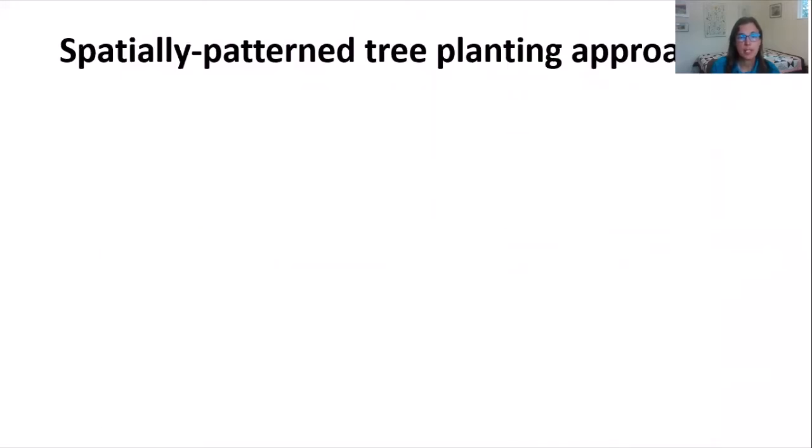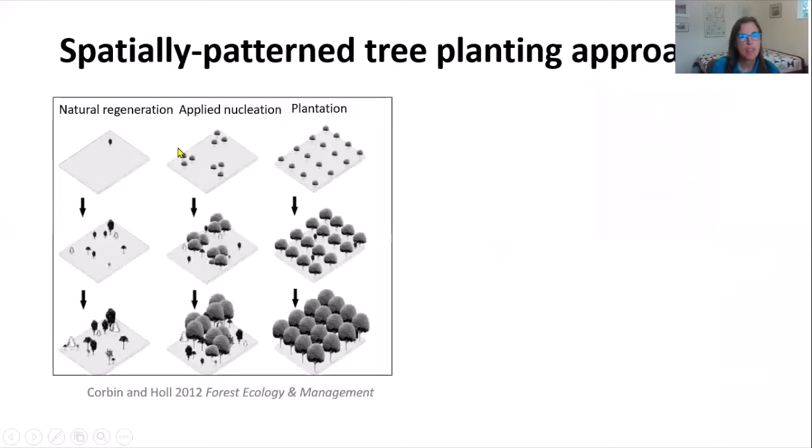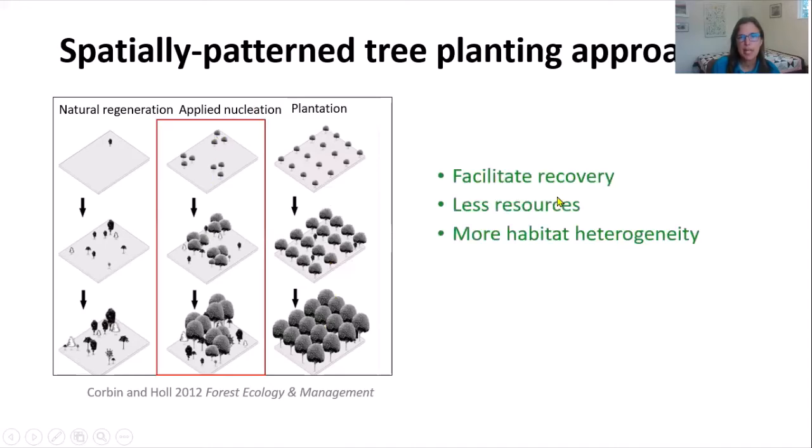Personally, I've been experimenting a lot with spatial tree planting approaches where you don't plant the entire area, but you strategically plant trees. The idea here is that if natural regeneration, over time, on a site happens slowly, one option is to plant a plantation, but that can be really homogeneous and it takes a lot of resources. So we've been looking at the idea of planting islands of trees or nuclei. We call it applied nucleation. You plant the nuclei that spread.